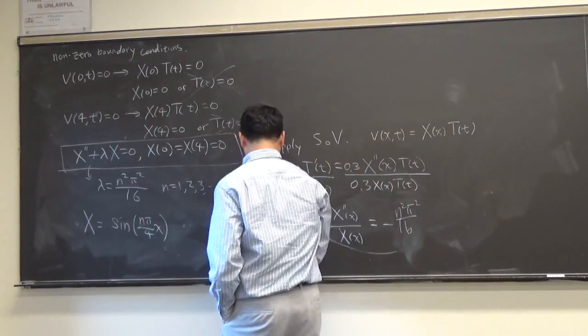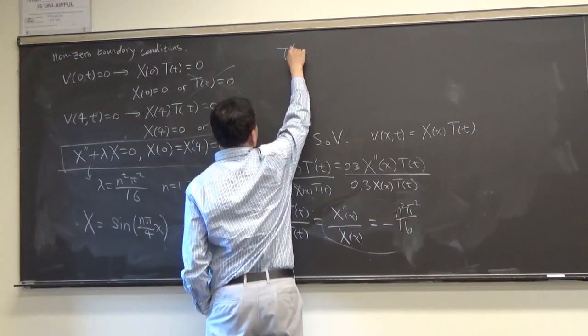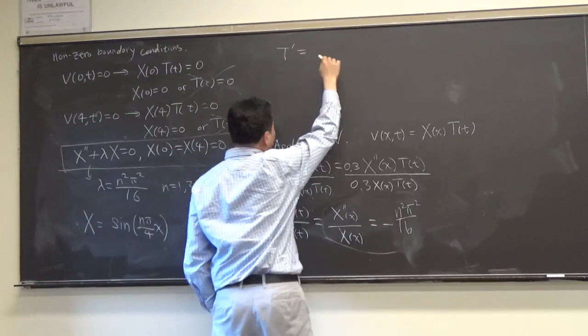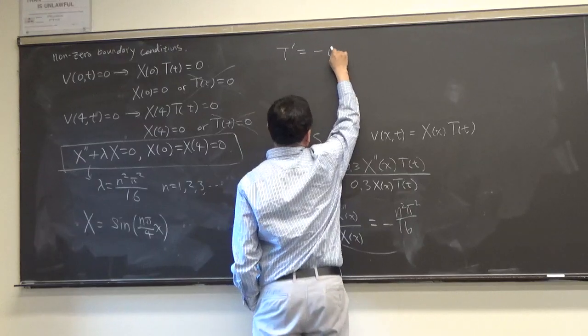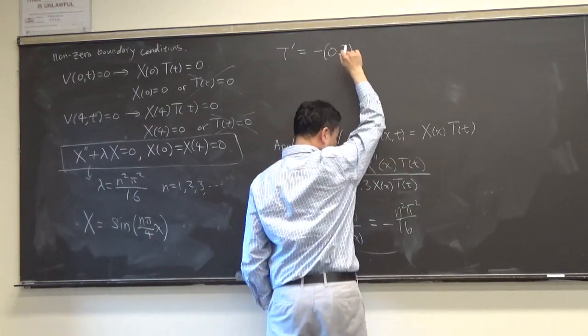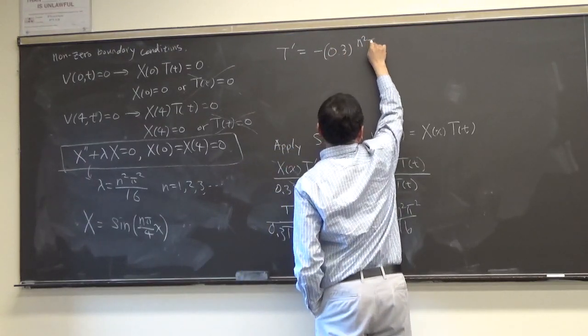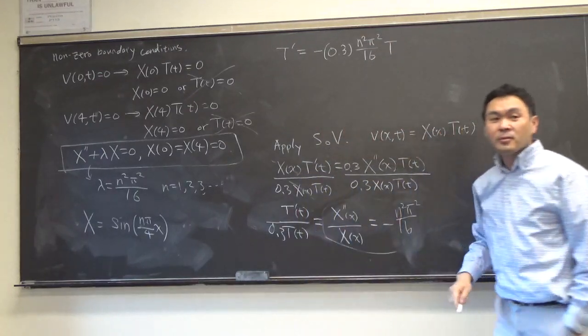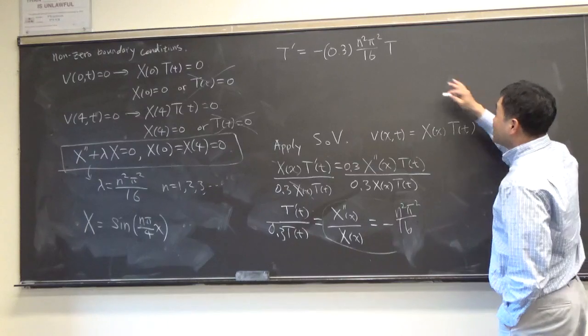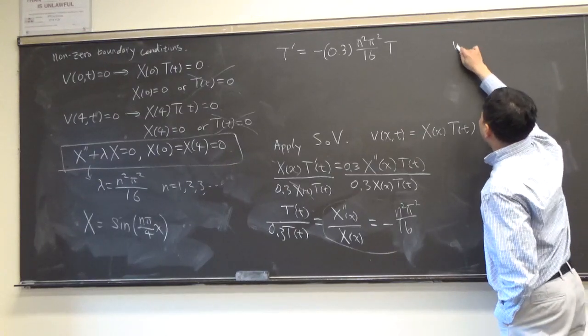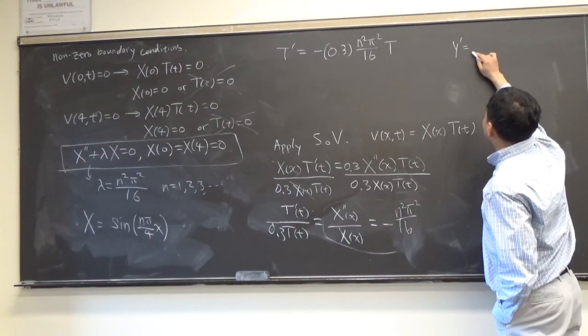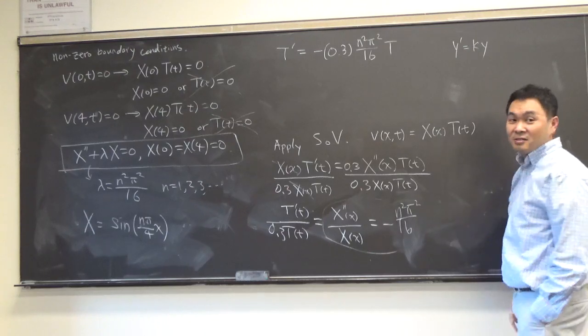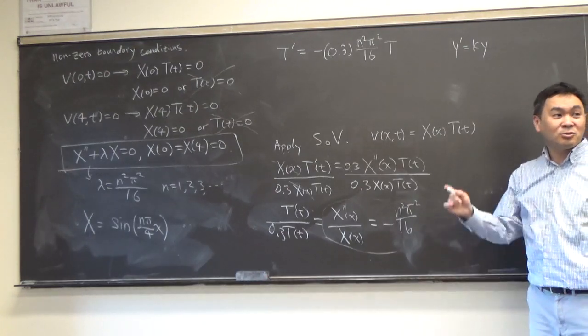We get that T prime is equal to negative 0.3 times n squared pi squared over 16 T. And I told you that this equation is very similar to y prime equals ky. How do you solve this?